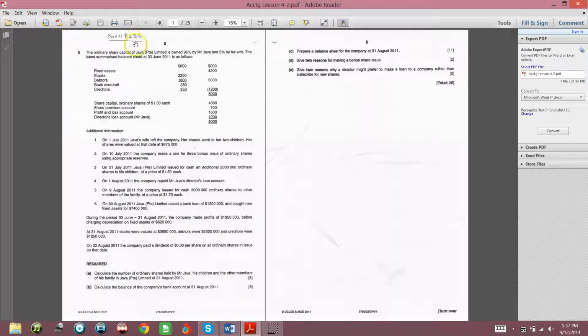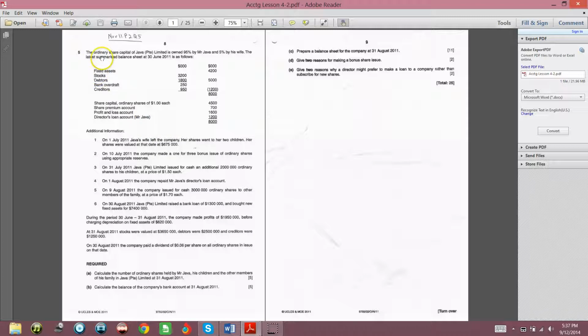So now we are at November 2011, paper 2, question 5. So this is the question, and the question requires: A, calculate the number of ordinary shares held by Mr. Jawa, his children, and other members of his family in Java Private Limited at 31 August 2011. So this is what the question is asking.